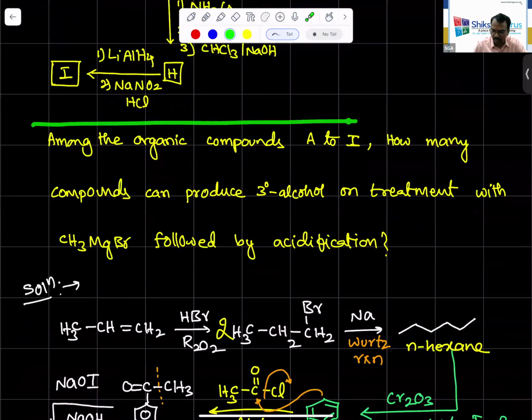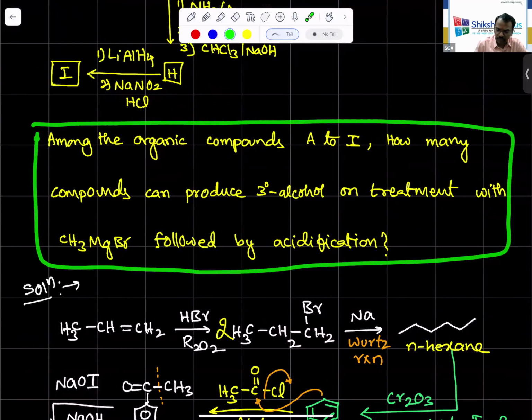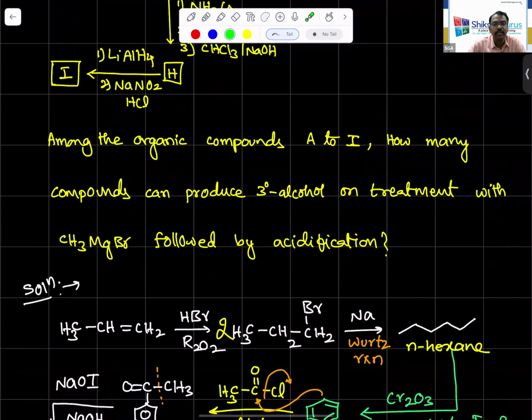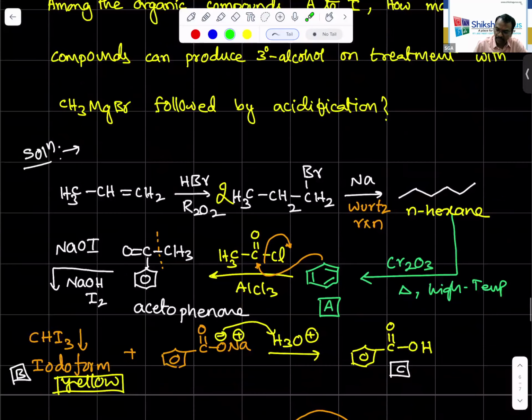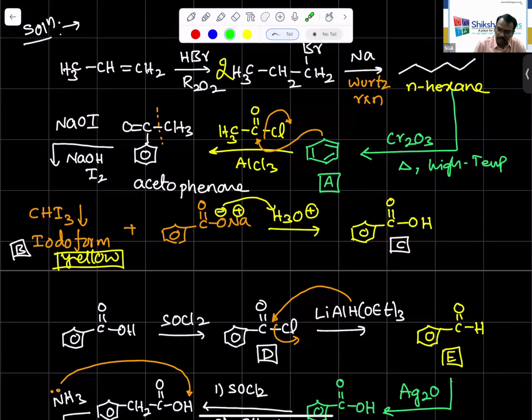Among the organic compounds from A to I, how many compounds can produce tertiary alcohol on treatment with Grignard reagent? Methyl magnesium bromide is a Grignard reagent. Now, let's compare. Here, what is compound A? It is benzene. Benzene cannot react with Grignard reagent, therefore no reaction.